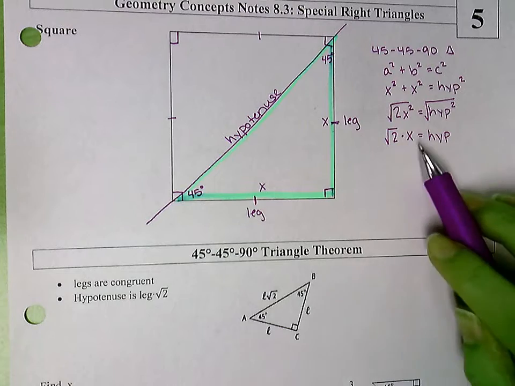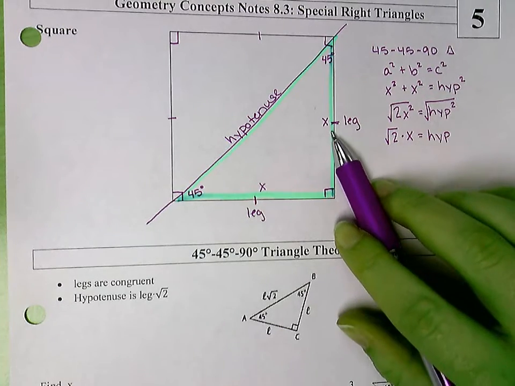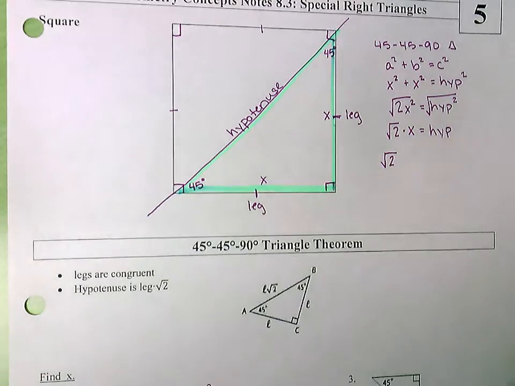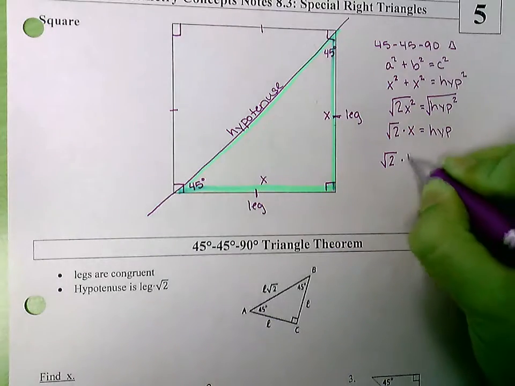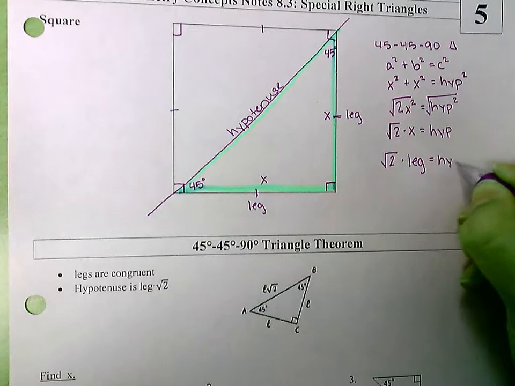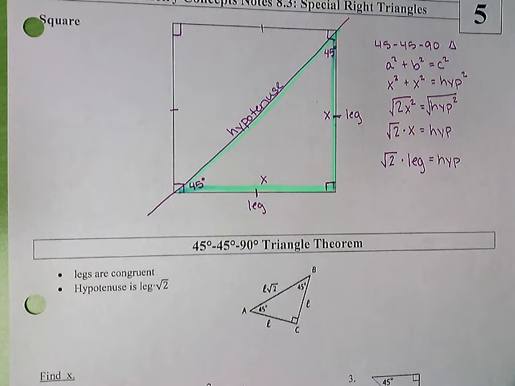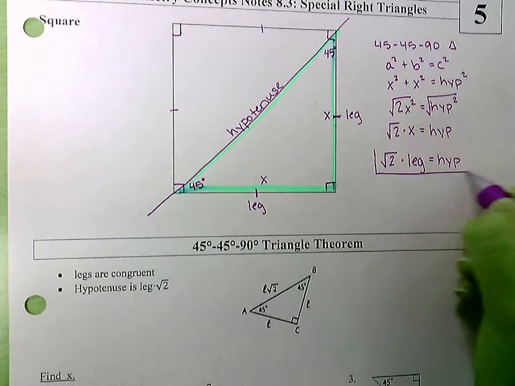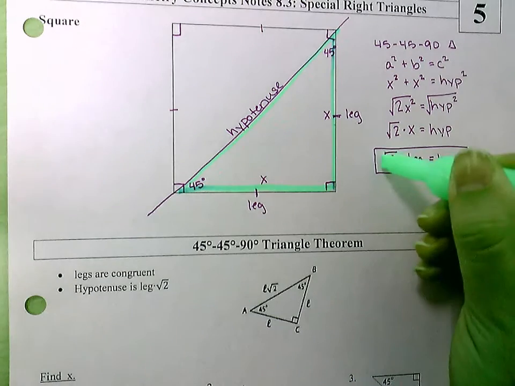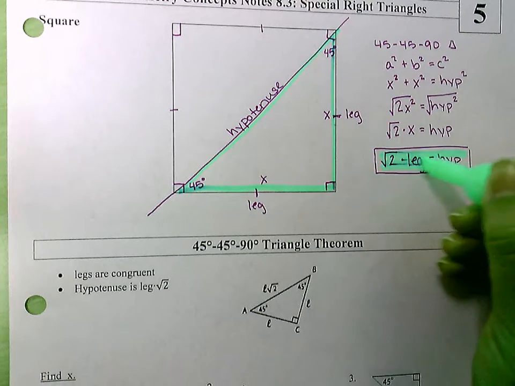Okay, now I labeled my leg as x, correct? So I'm going to come back here and say if I take the square root of 2 times the leg of that triangle, it will equal the hypotenuse length. Okay, so this is going to be your rule or equation for a 45, 45, 90 right triangle. Okay, so this is the one that you want to remember.